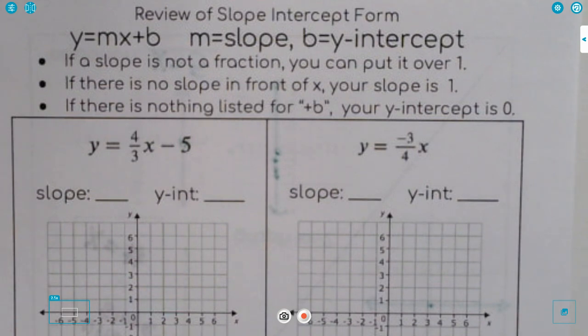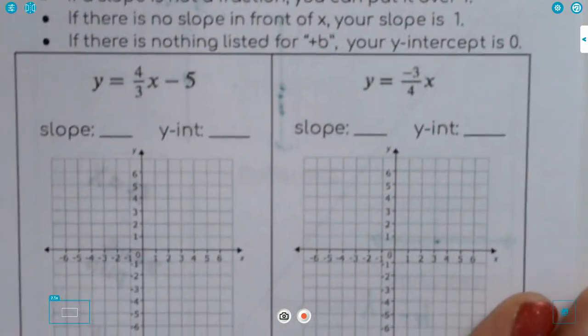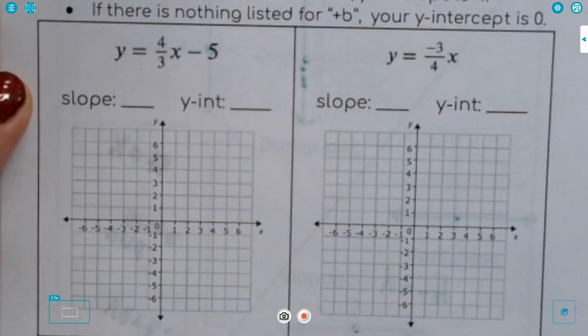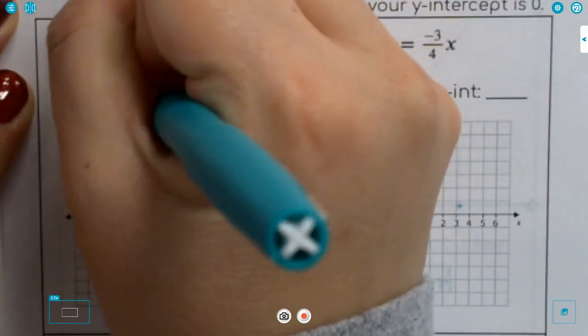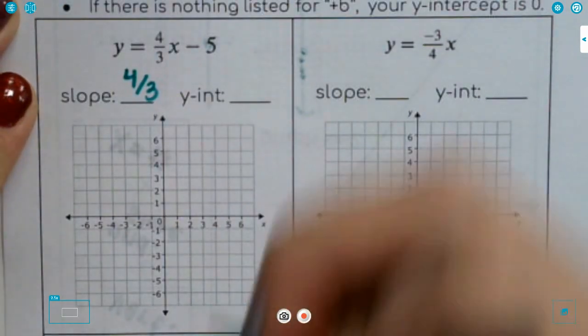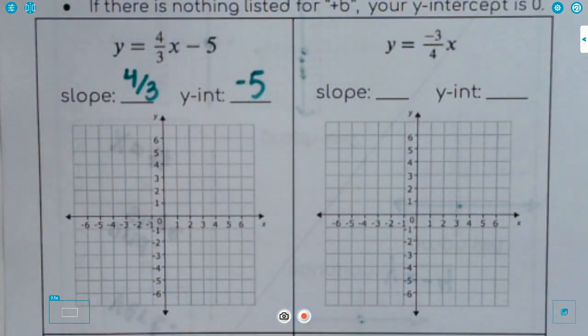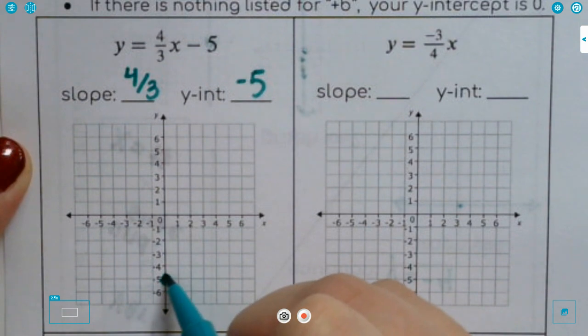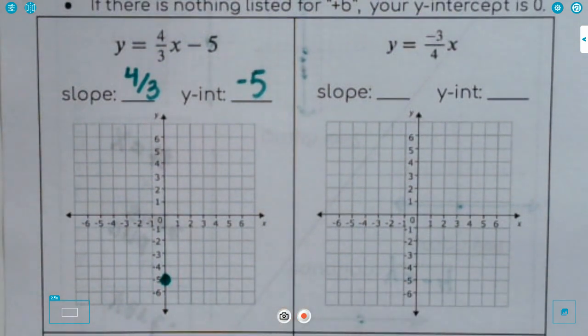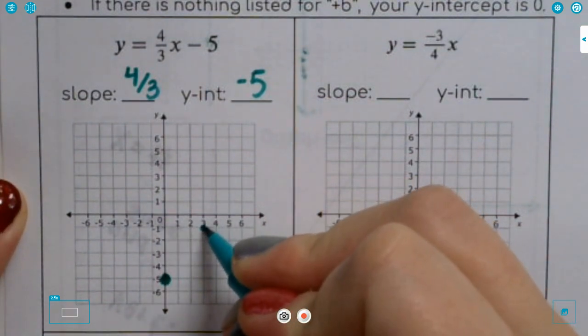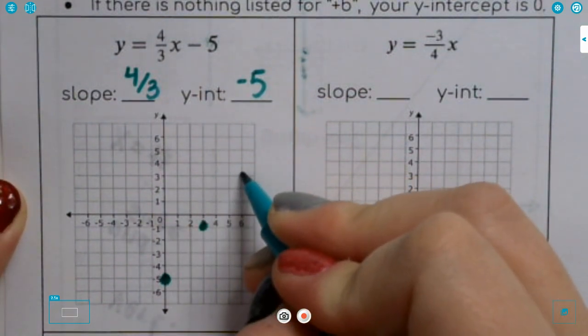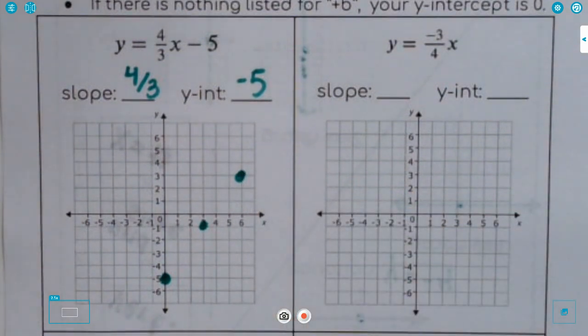So, for these, we've got y equals 4/3 x minus 5. So my slope is 4/3. My y-intercept is -5. So I've got a y-intercept at -5 down here. And then from there, I graph a slope of 4/3. So I go up 4, right 3. Up 4, right 3. And that's it.